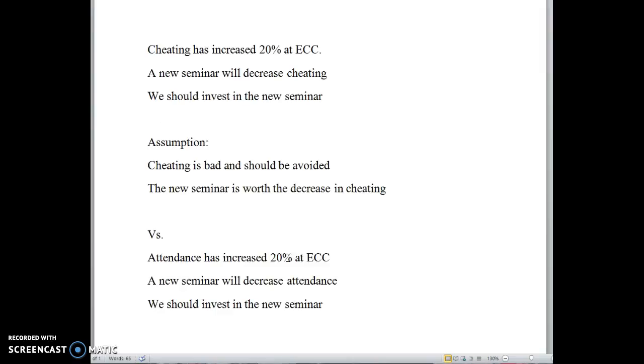Because down here, attendance has increased 20%, but this will decrease attendance. Well, we don't have the same assumption that attendance is bad, right? So all of a sudden, this argument makes no sense, okay? So that's what I mean by something that goes unsaid, okay?